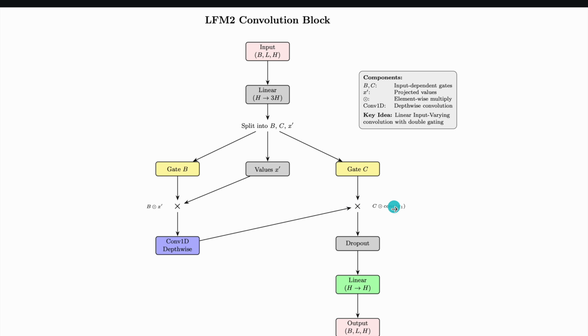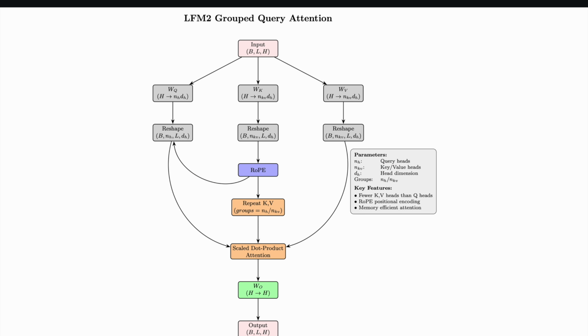And then after that, we have the dropout and a linear layer again to scale, and then the output. And the last one is group query attention. Again, we have q, k, v. For the q and k, we're going to reshape them based on how many heads we want to have, and then we apply rotary positional encoding to both of them.